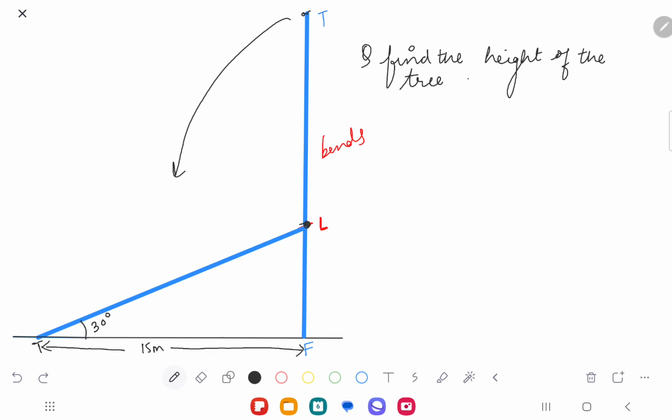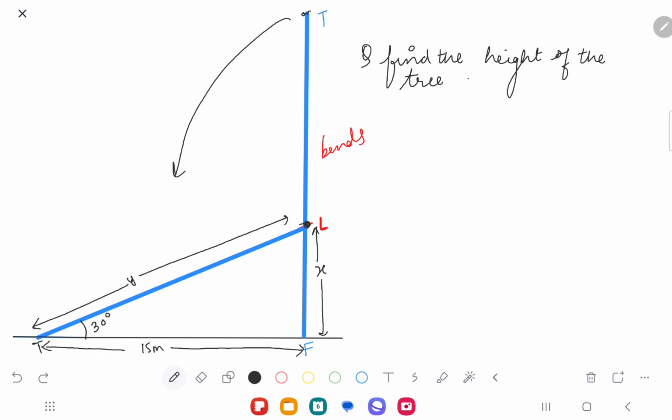So when the question says find the height of the tree, what does that exactly mean? You tell me. It means we have to find the height with either the hypotenuse or the base. Yes, so both of them we are supposed to find and then add them up. So let's suppose this height is x and this hypotenuse is y.